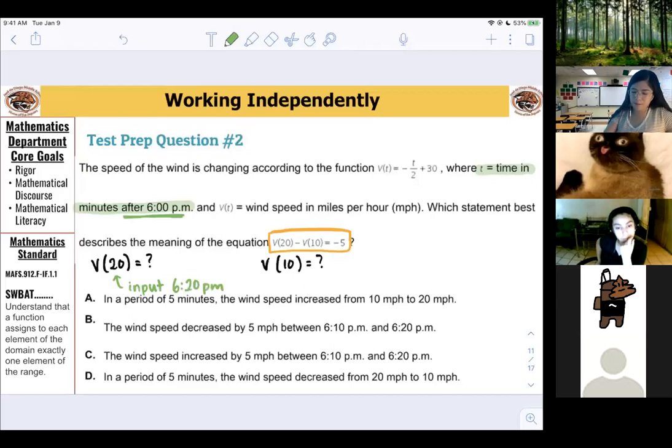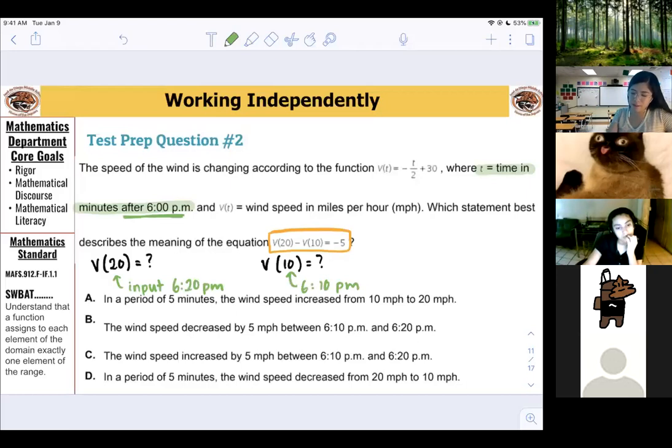What about v of 10? What time is it right now if my input is 10? 6:10. Okay. So now I know that if I'm subtracting those two values, I'm trying to figure out what happened between 6:10 and 6:20.